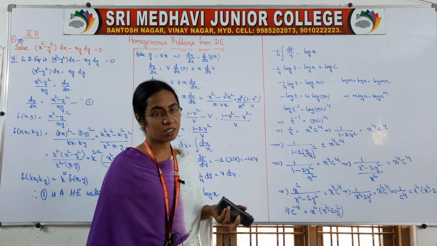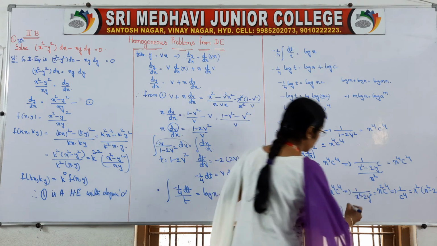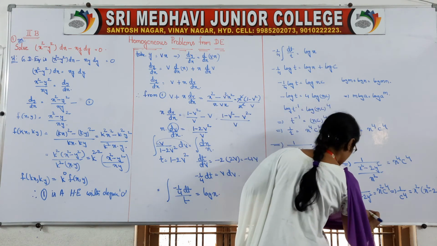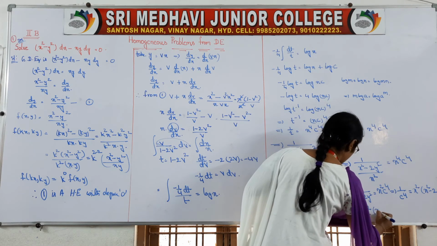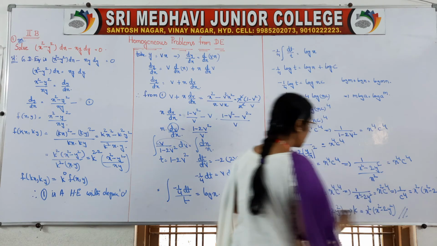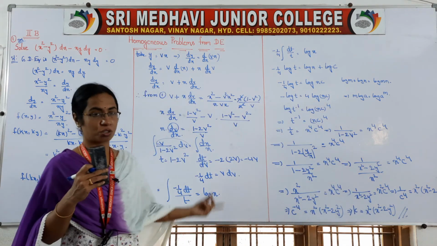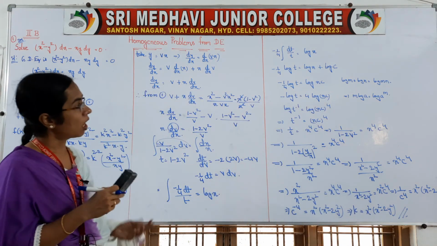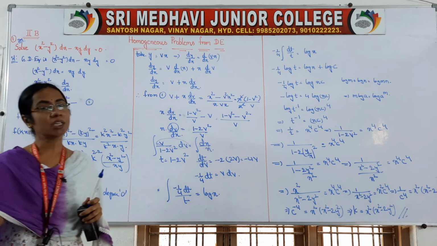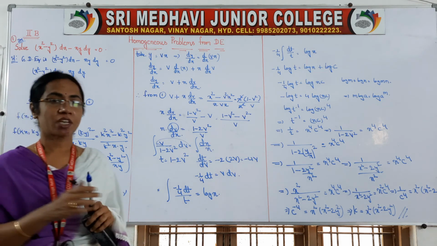c to the power of minus 4 is a constant. So we can write that as k, some constant, is equal to x square into x square minus 2y square. That is the answer of your question. Okay, so it is a little bit lengthy, but if you start doing it, it will come smoothly.